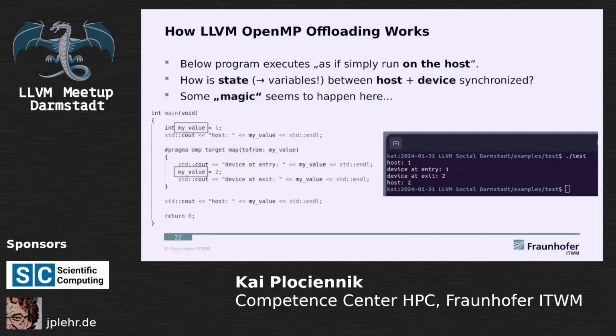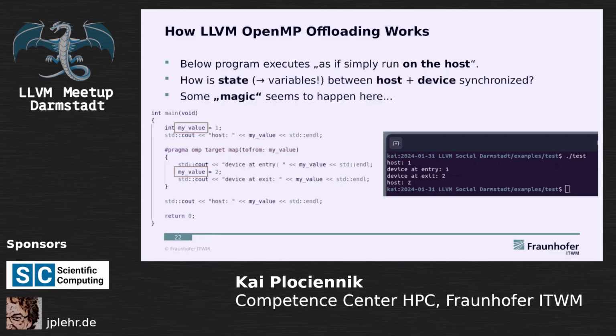And if you think a bit deeper about this, there seems to be some magic going on. It looks very simple, but it's simple because there's lots of compiler infrastructure that enables this simplicity. Because the variable, my value, which is set to 2 here on the accelerator, is a value, for example, in memory of an accelerator, and that's not in the host RAM, maybe.